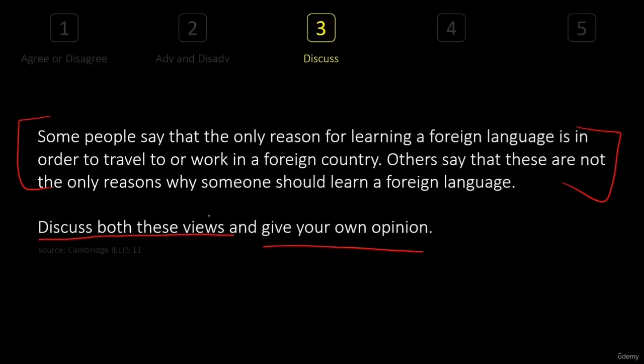Now, what is the meaning of both these views? First of all, we have two views here. The first one is here, second one here. The second one is that these are not the only reasons someone should learn a foreign language. That means we have other reasons to learn a foreign language. Clear? So you have to discuss both views, and provide your opinion, not just discuss.